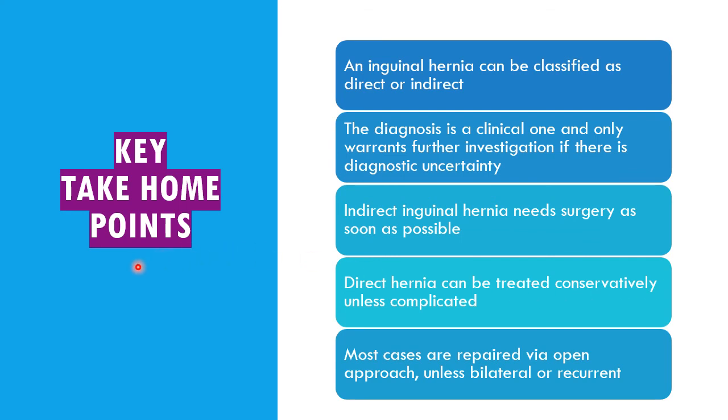So what are the key take-home points from this lecture? First, an inguinal hernia can be classified as direct or indirect. The diagnosis is a clinical one and only warrants further investigation if there is diagnostic uncertainty. In indirect inguinal hernia, surgery must be done as soon as possible. Direct inguinal hernia can be treated conservatively unless complicated. Conservative treatment is also for patients who are not fit for anesthesia and surgery. Most cases of hernia are repaired via an open approach unless it's bilateral or recurrent. But today, laparoscopic repair is becoming more and more a standard procedure compared to the open approach.